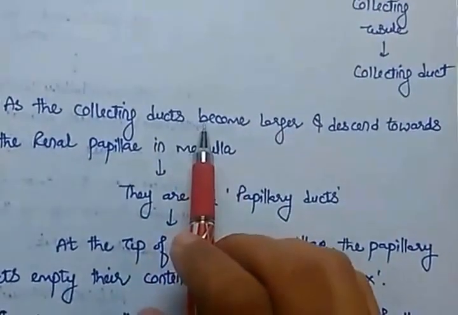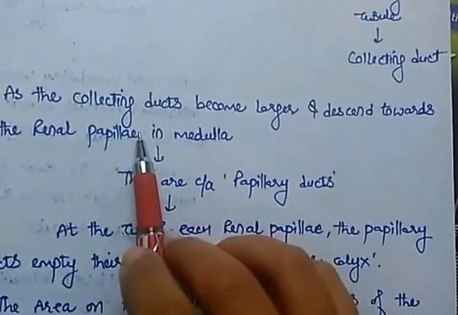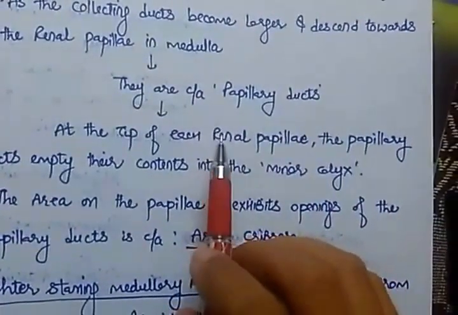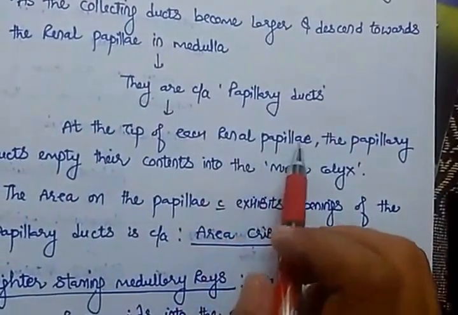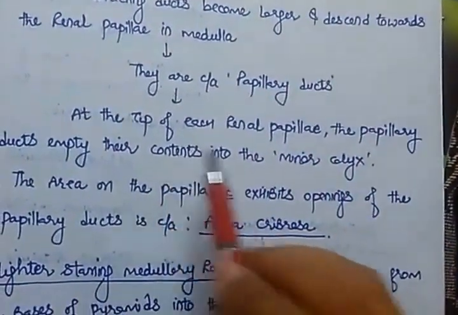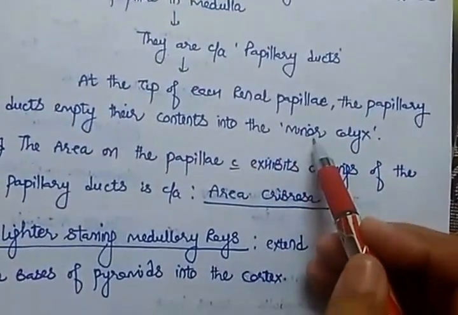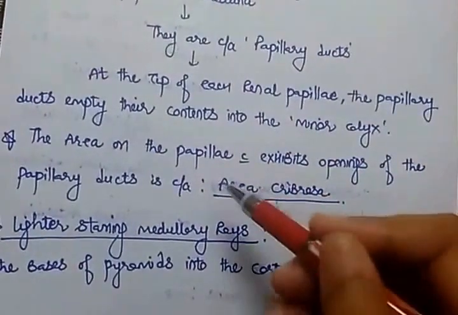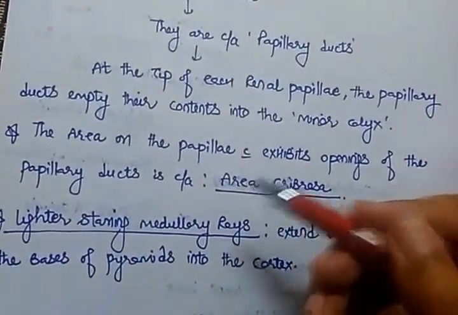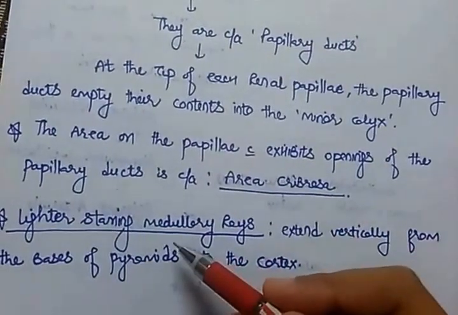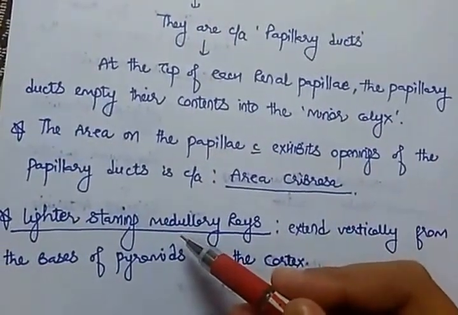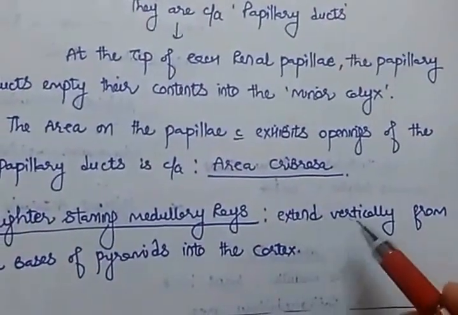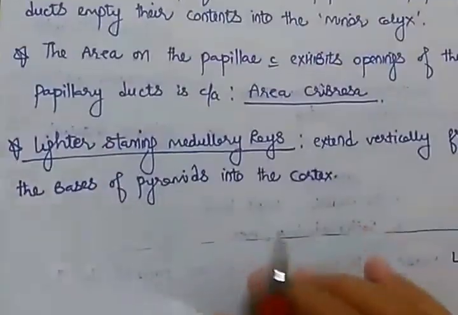And as the collecting ducts become larger and descend towards the renal papilla in medullae, they are called as papillary ducts. And at the tip of each renal papilla, the papillary ducts empty their contents into the minor calyx. Okay, and the area on the papillae which exhibits the opening of these papillary ducts is called as area cribrosa. Okay, apart from that, lighter staining medullary rays extend vertically from the bases of pyramids into the cortex.